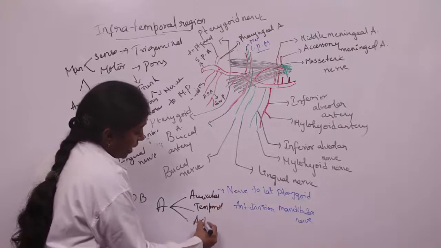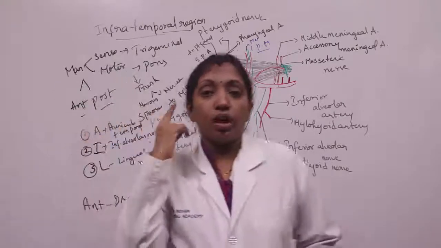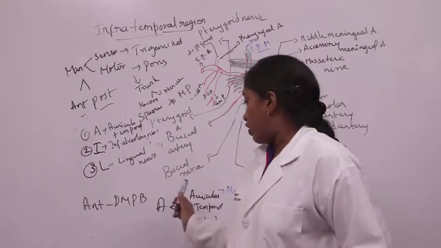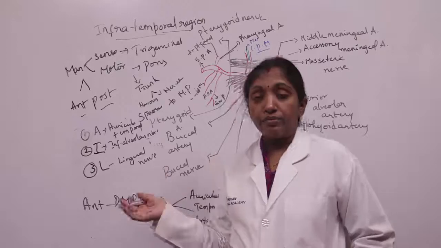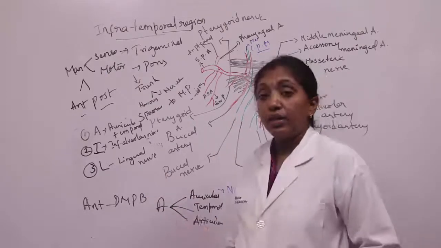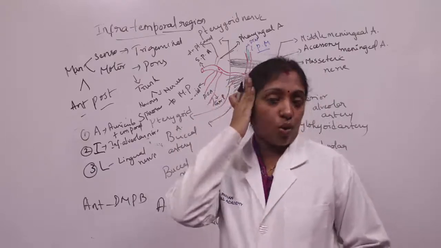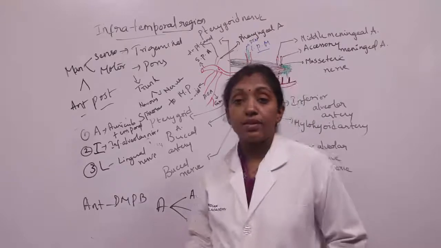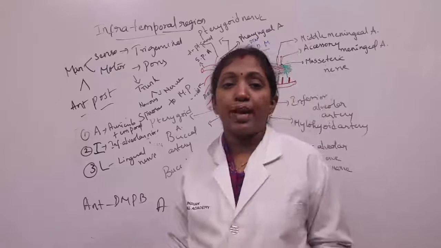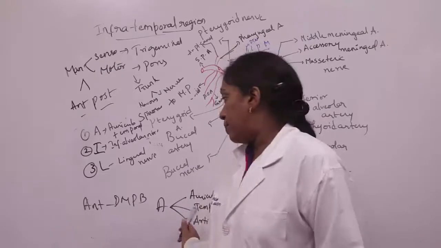and articular branches. The auricular branches supply the skin over the auricle, tragus, and the anterior wall of the external acoustic meatus, and also the outer layer of the tympanic membrane. The temporal branch supplies the skin over the temple. The articular branches supply a joint. What joint is present here? The temporomandibular joint. So the articular branches supply the temporomandibular joint.